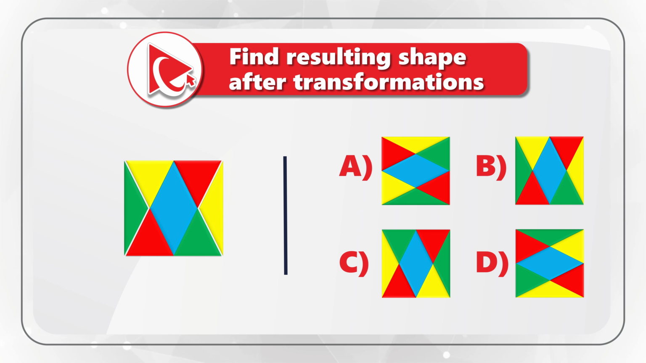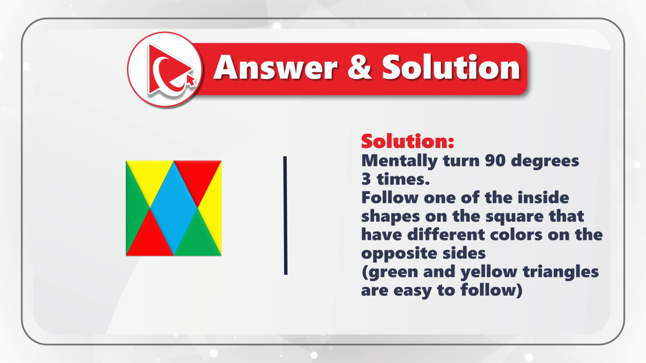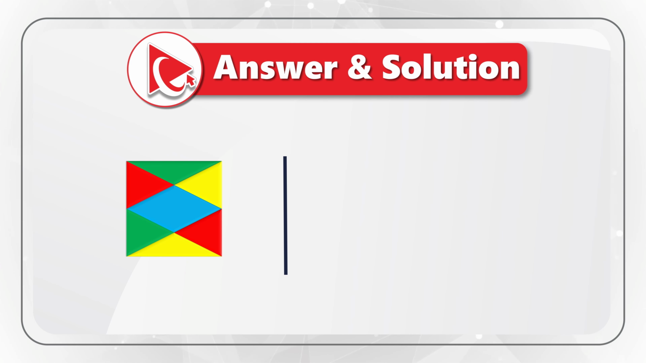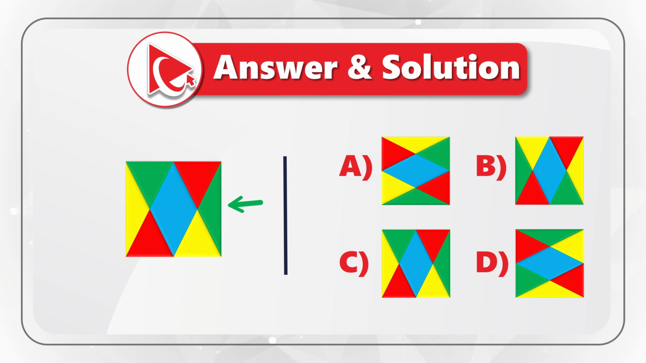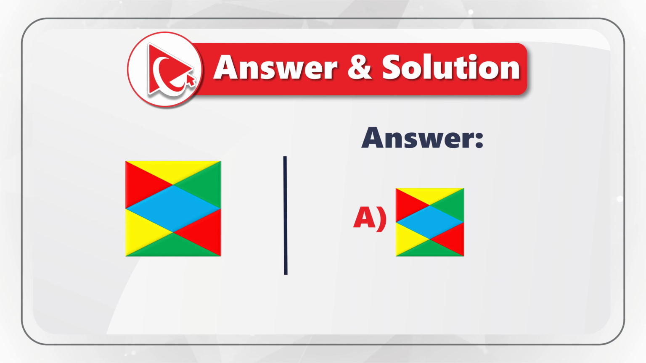So let's do the turning. Let's take the original square, and I am going to follow the green triangle on the left. Let's do the first turn 90 degrees. You see that the green triangle ended up on the top. Let's do another turn. We follow the same green triangle, and now it's on the right side. And the last 90-degree turn, our green triangle ended up at the bottom. So the correct choice here is choice A, where green triangle ended up on the bottom.